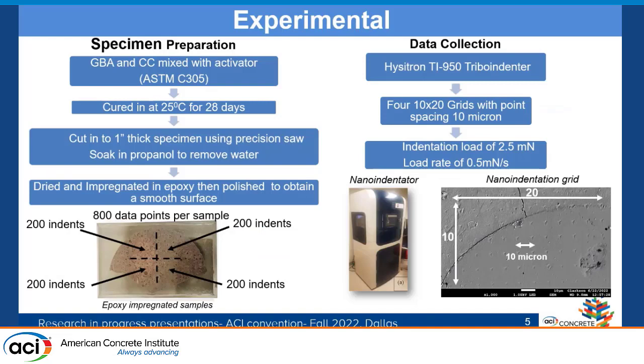Okay, let's move to the experimental part. By using these two materials, I prepared test samples and cured them at 25 degrees Celsius up to 28 days. Then I prepared epoxy impregnated samples. Then they were polished to obtain a smooth surface. Then I roughly divided one specimen into four parts, and from each location I obtained 200 indents. So totally per sample I obtained 800 data points. For the data collection, I used a Hysitron TriboIndenter.